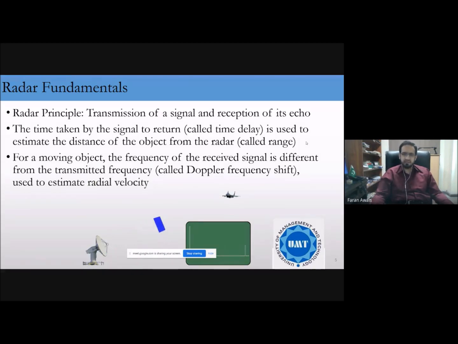I'm focusing on that since this is more important, given that the title of my topic is related to micro Doppler. So right now I'm talking about Doppler frequency. If the target is moving, it will create a Doppler shift, and by that you can figure out the velocity of the target.